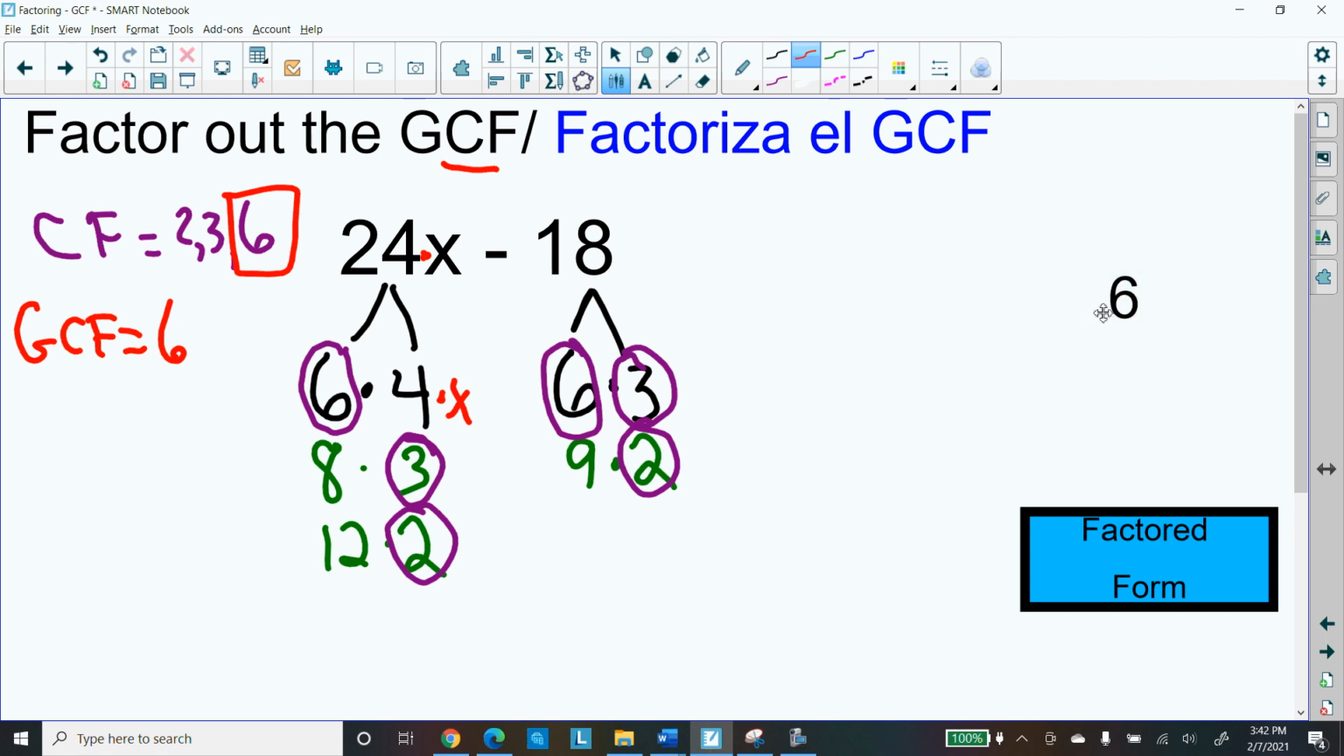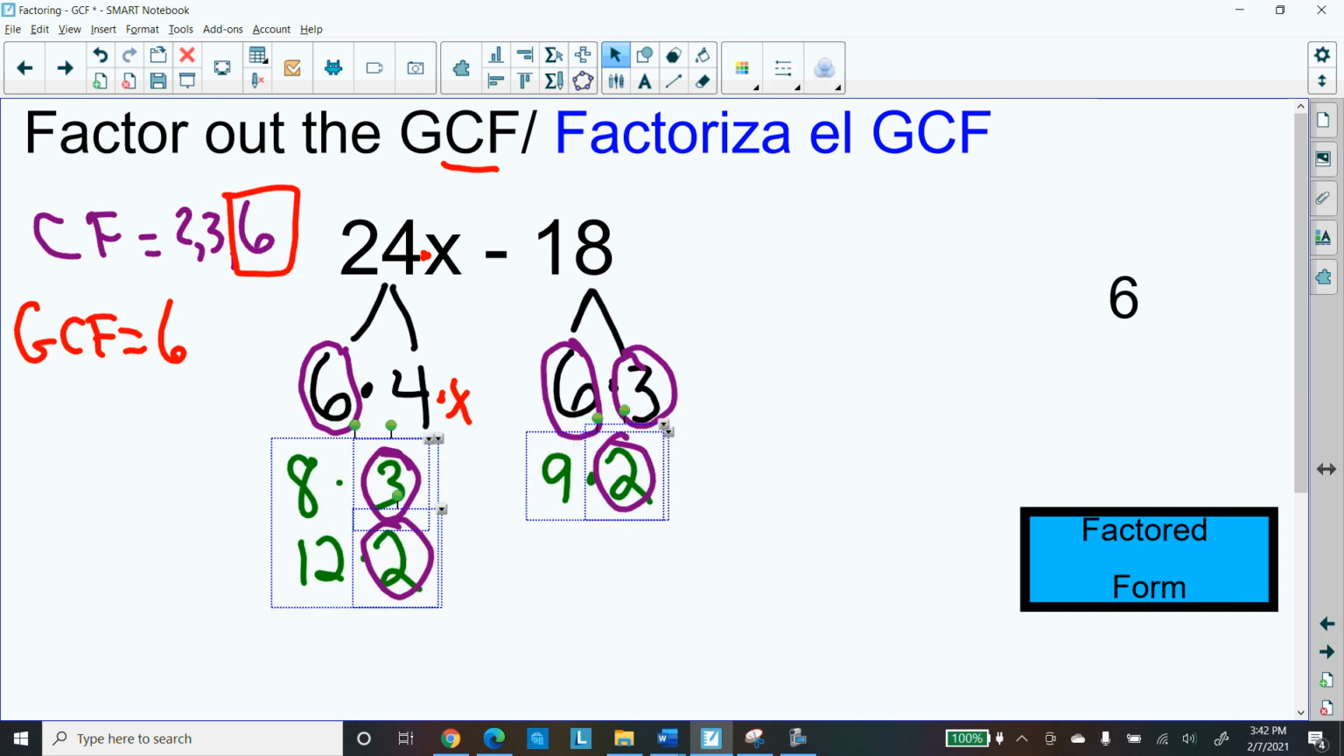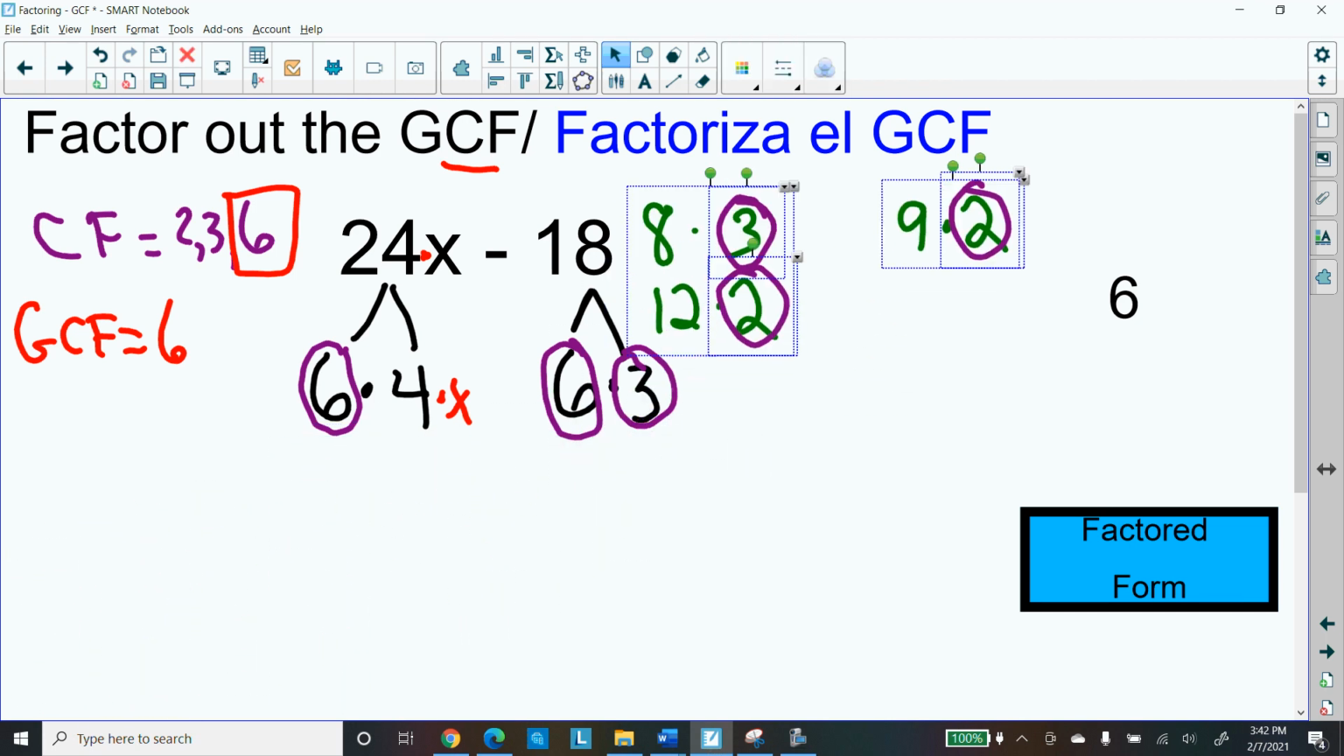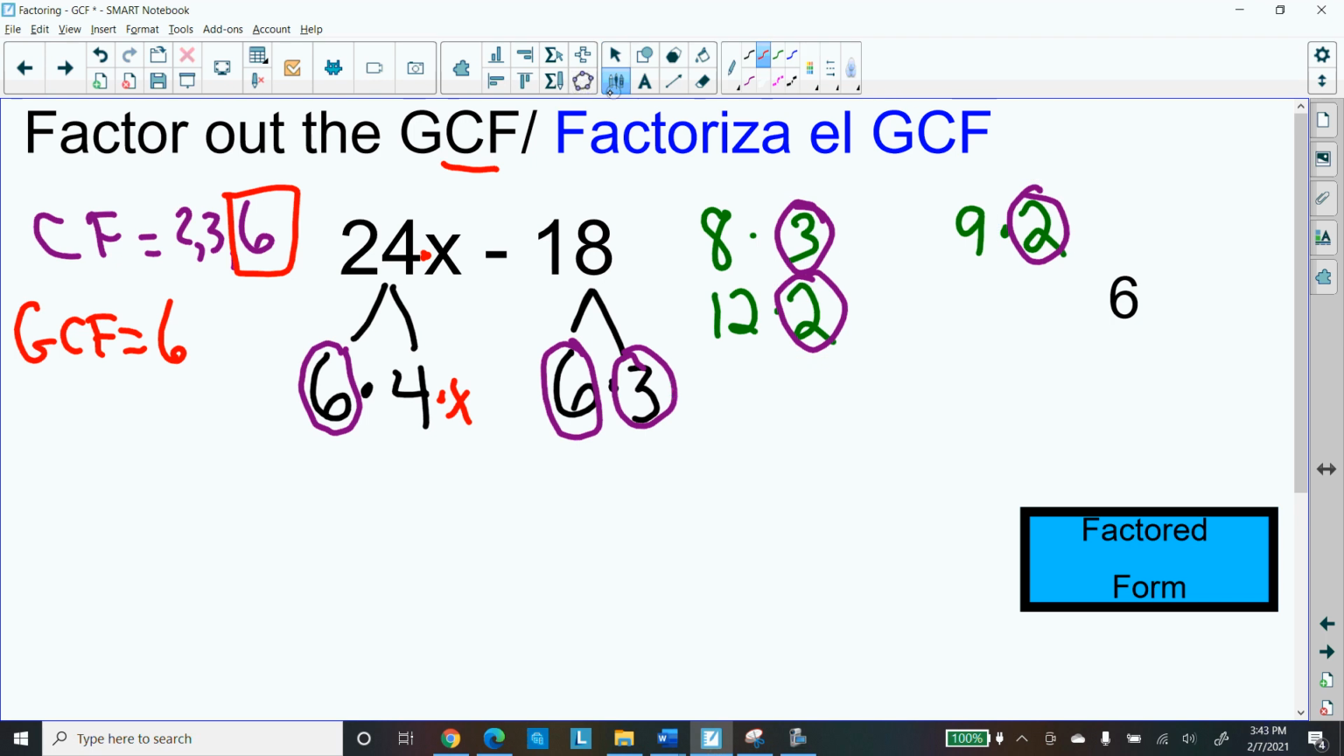So I got the GCF, but I want to put it in factored form. So let me first erase this other stuff, so I don't need this here. Let me select it and move it out of the way. Put it up here. All right. So I'm going to take the 6 and move it out. Erase it out of there. So I moved out the 6.